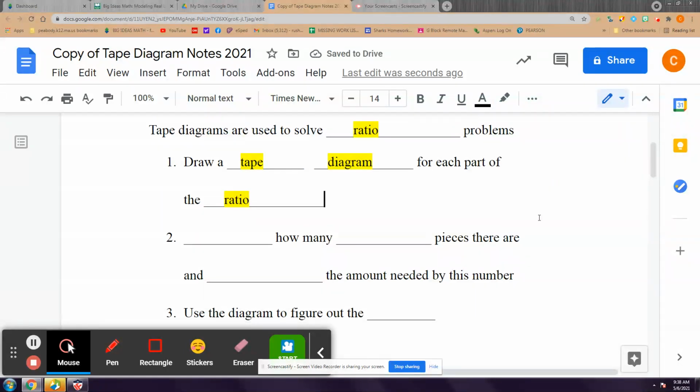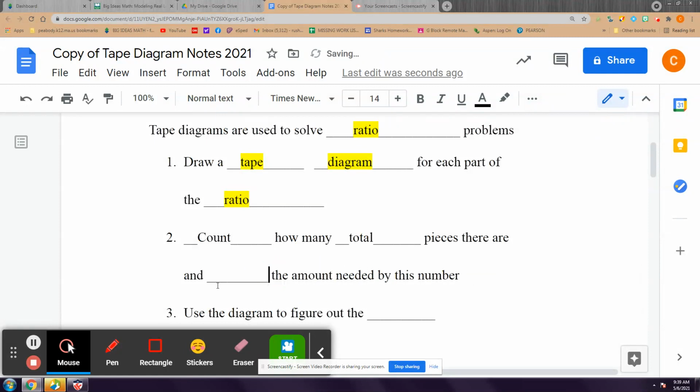Okay. Step number two, we're going to count how many total pieces of tape there are. So how many boxes? Count how many total pieces there are. Okay, and this is the number that we're going to divide by. So, divide the amount needed by this number.